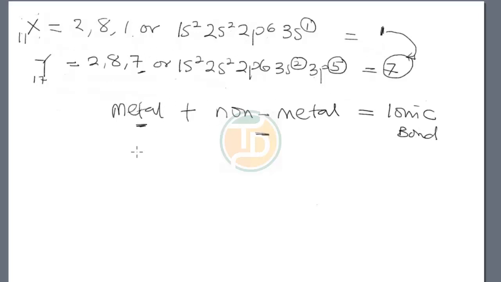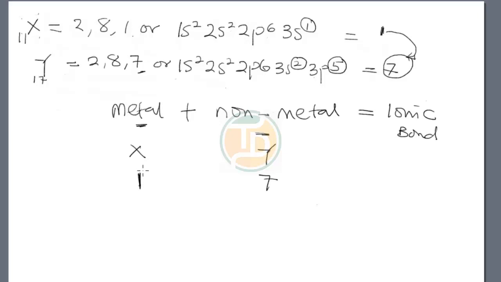Which is the metal here? X is the metal. How did I know? For a metal, please note that the valence electron must be less than 4. For a non-metal, the valence electron must be greater than 4 and not equal to 8. So the valence electron of Y here is 7. That is greater than 4. The valence electron of X here is 1.